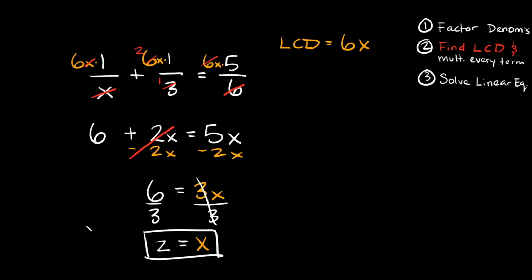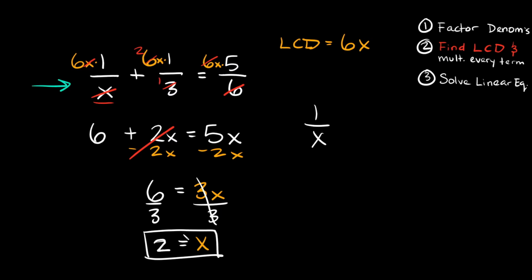Now the last thing we have to do is check for extraneous solutions. An extraneous solution is just when your answer down here makes one of your denominators in the original problem up here equal 0. So the only part we really have to check is this first fraction, because this is the only one that has a variable. It was 1 over x.